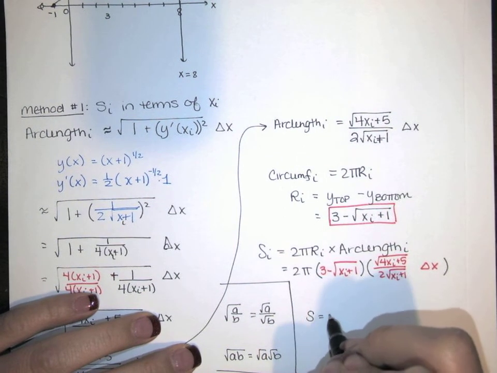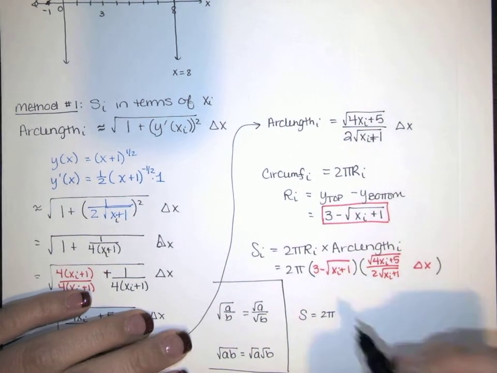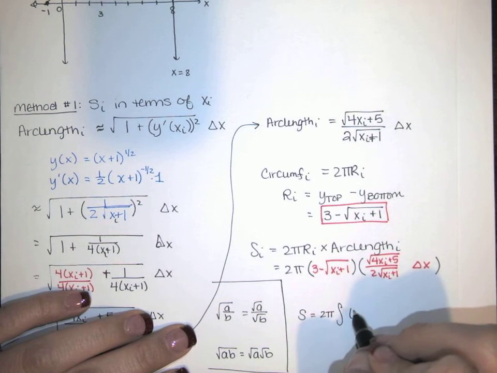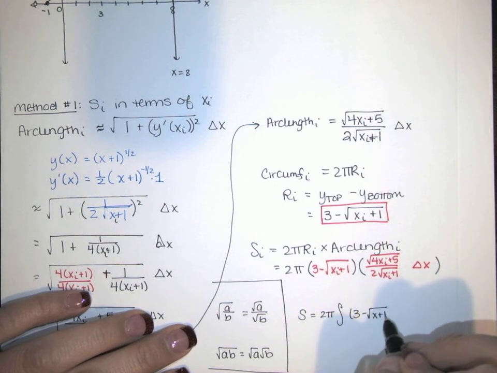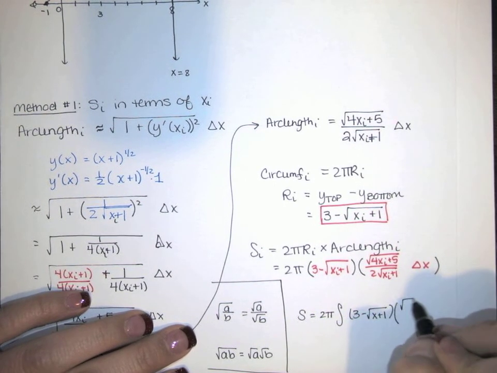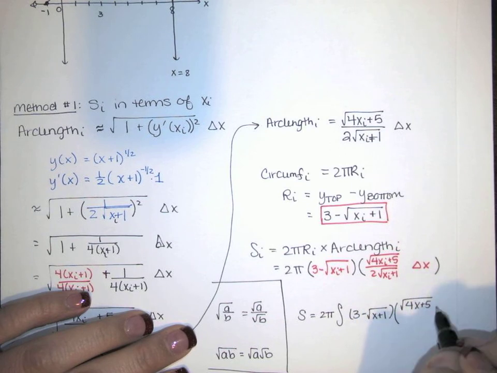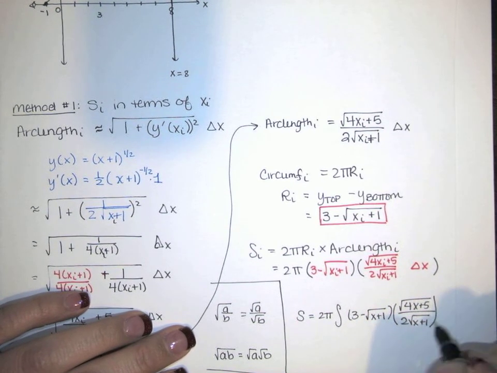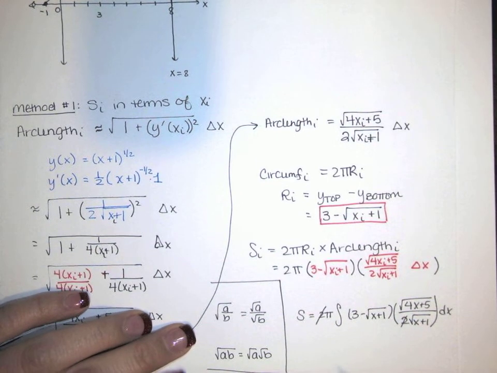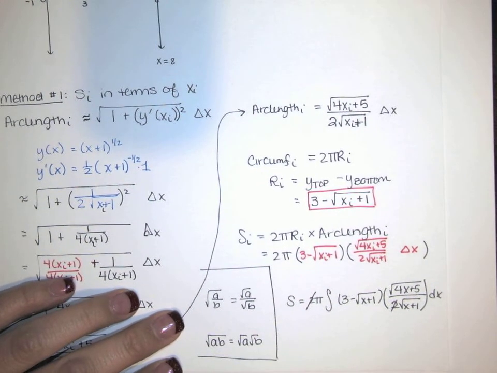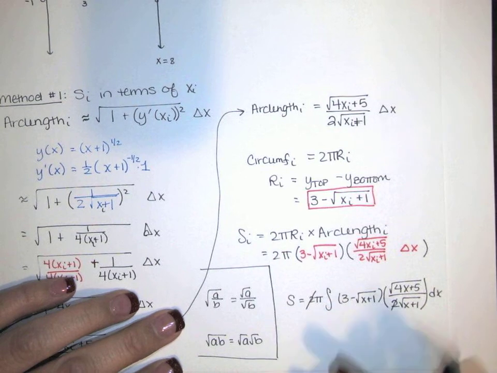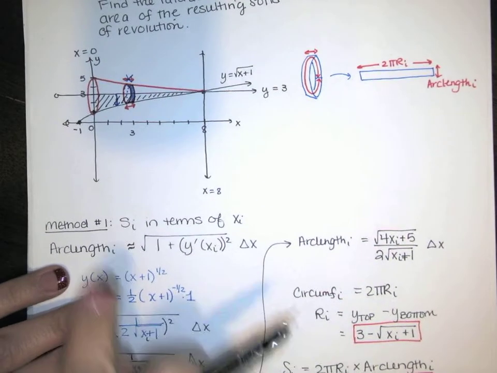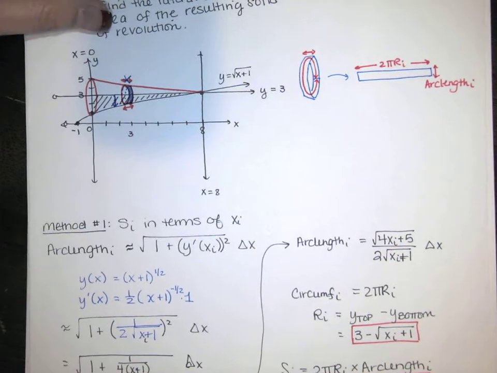So I've got surface area is the integral of 2 pi times 3 minus the square root of x plus 1 times the square root of 4x plus 5, all divided by 2 times the square root of x plus 1, and delta x becomes dx in the limit. That 2 reduces with that 2. Okay, and I need bounds. X goes from what to what? Well, in our picture, x started at 0 and ended at 8.